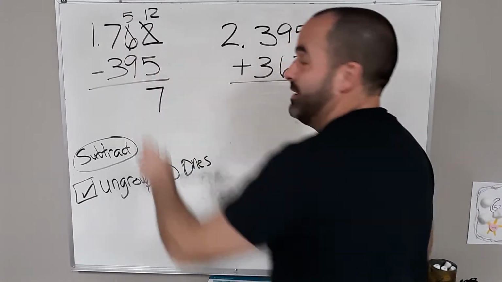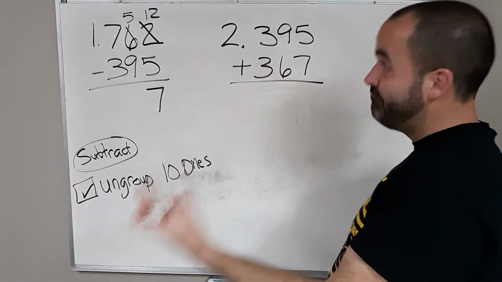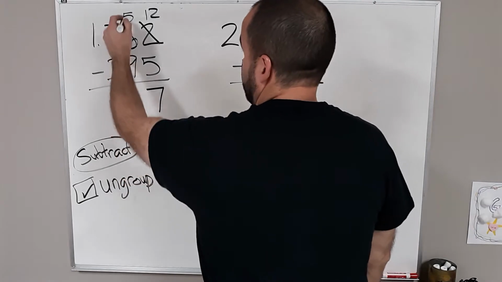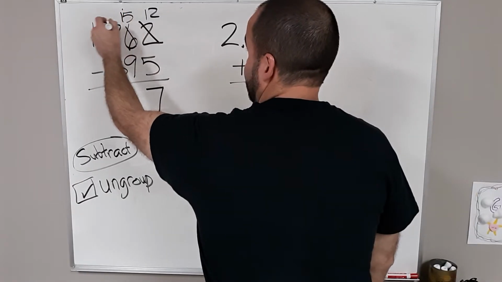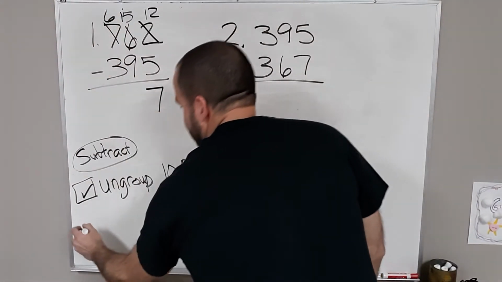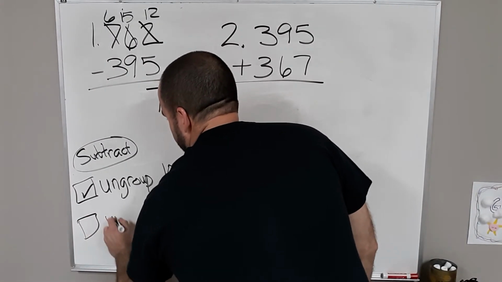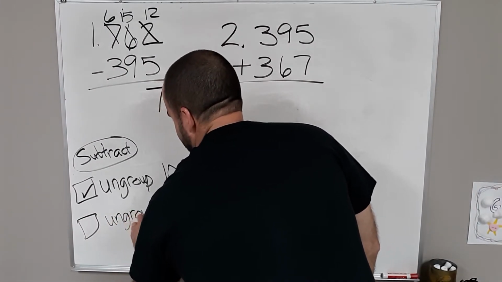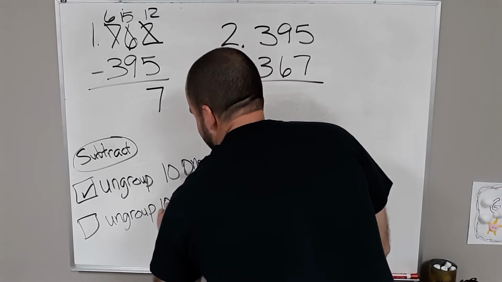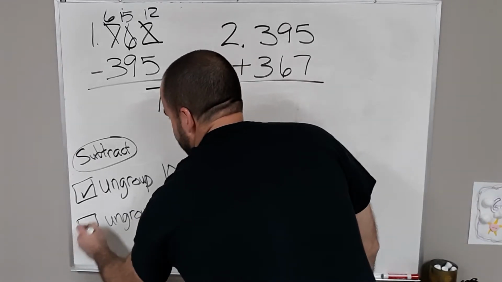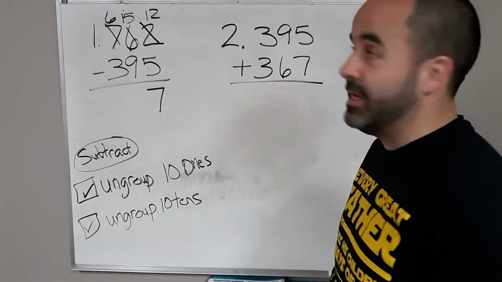Now we can look at the tens. 5 minus 9. 5 is less than 9. I need to ungroup again. So we make the 5 15. Cross out the 7. It becomes 6. So down here where it says ungroup to get 10 tens. Absolutely we did that. So we're going to do that again.